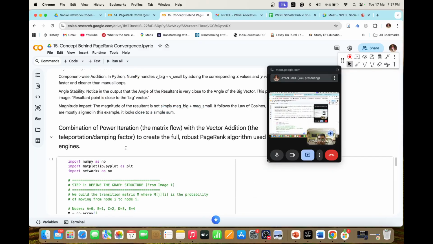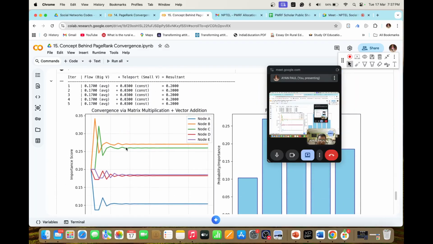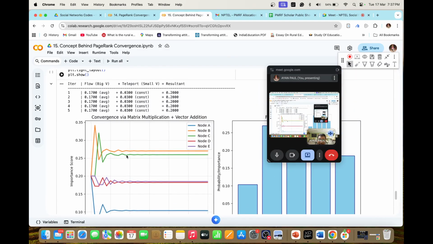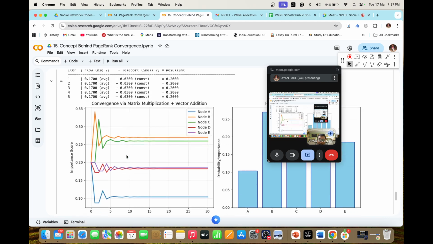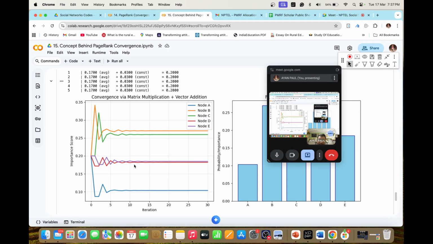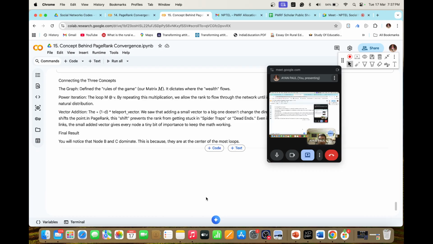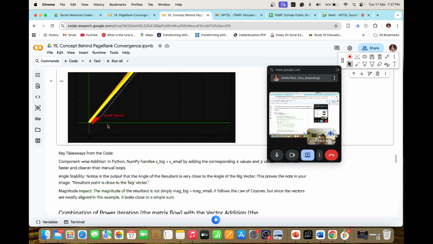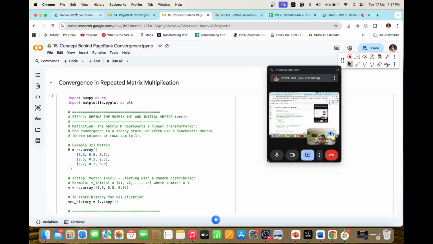And then for the combination of the two, we are getting this. Again it is the same thing. After many iterations, like the 10th iteration, the stabilization of the ranks ultimately takes place. You can see the concepts behind this. So these are the two codes.